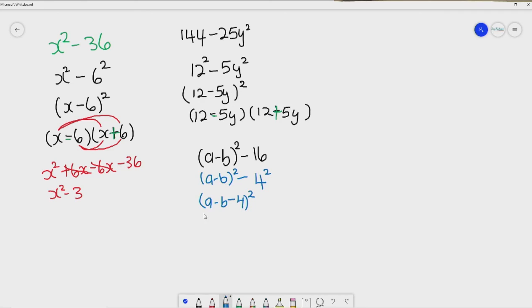So when we separate them into the two brackets, the first bracket is going to get all subtraction signs: a minus b minus 4. And the second bracket is going to have a minus b, but instead of writing a subtraction sign, we now have to turn this into an addition sign. So when we factorize (a minus b) all squared minus 16 using the difference of two squares, we get a minus b minus 4 multiplied by a minus b plus 4.